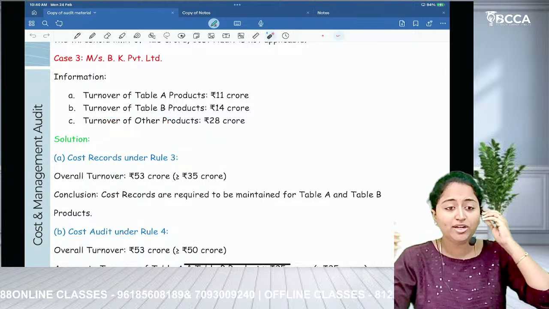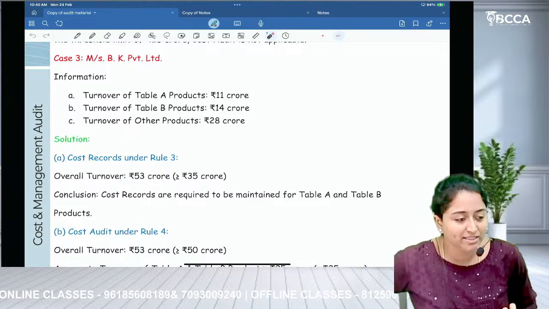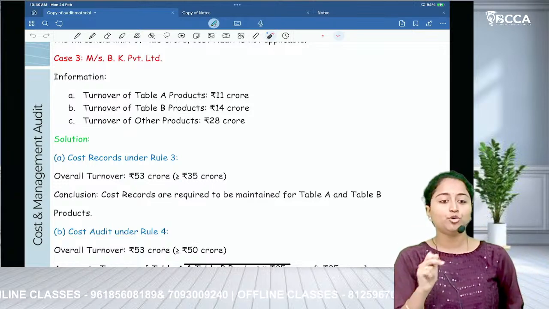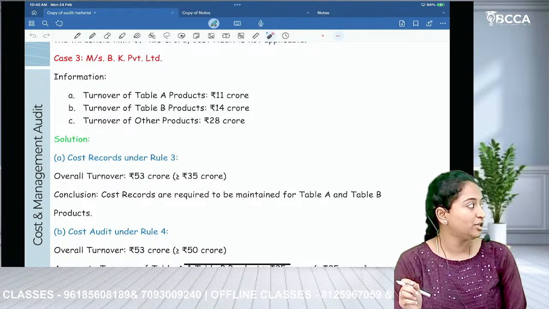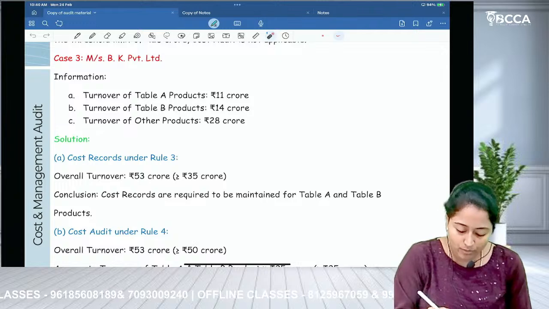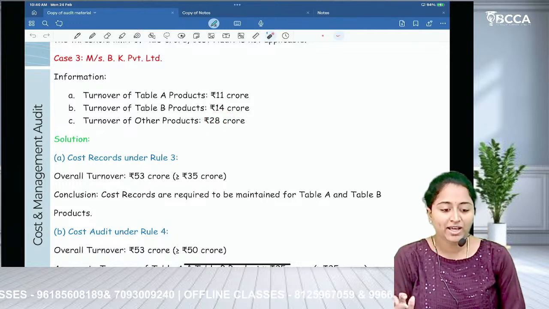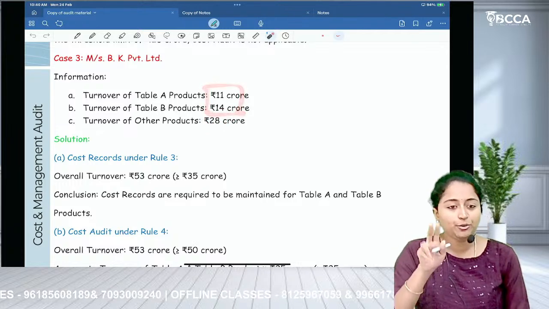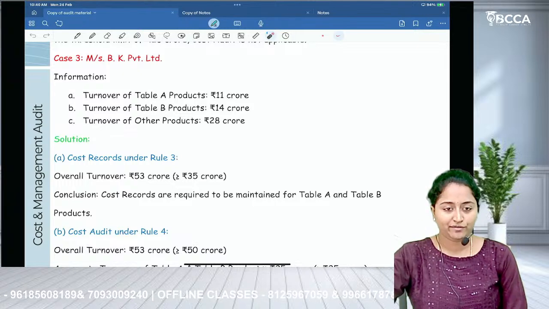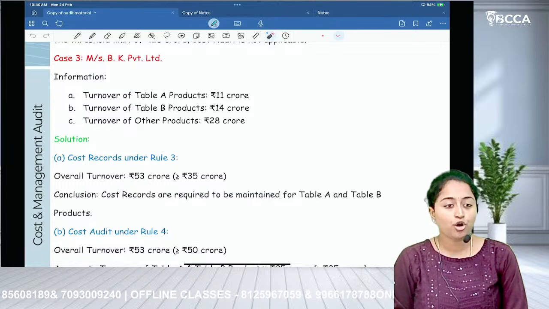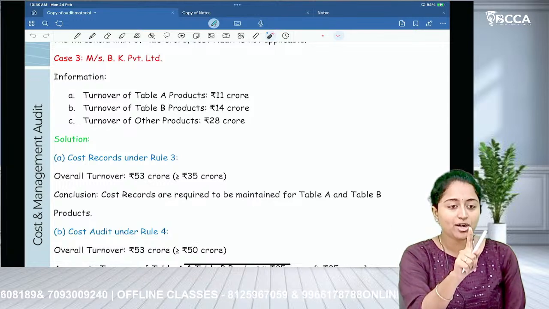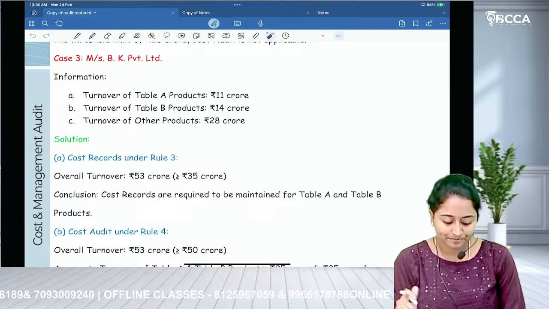Now, coming to the non-regulated. What is the non-regulated turnover limit? Overall should be more than or equal to 100 crores. Aggregate individual should be more than or equal to 35 crores. Now, it is not 100 crores overall, and aggregately also it is only 25. It is not equal to 35. So, for non-regulated products, no need to do cost audit. But for regulated products, cost audit has to be done.